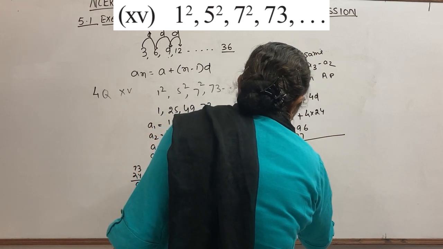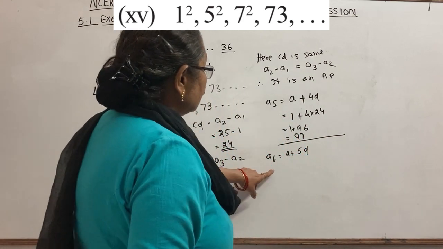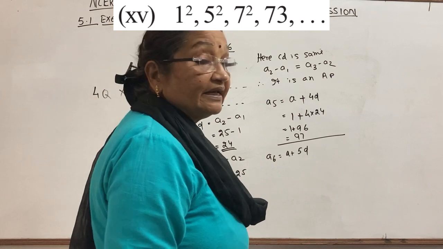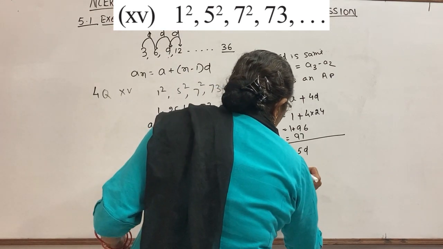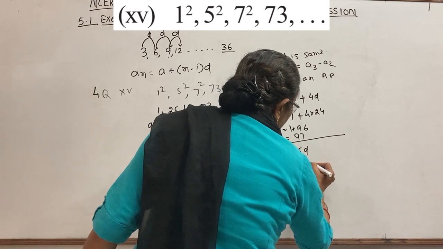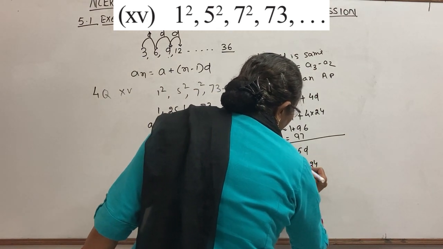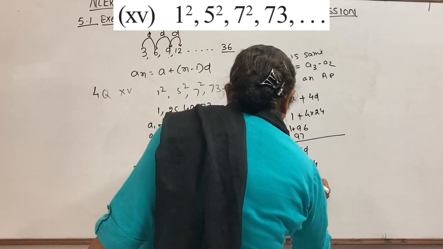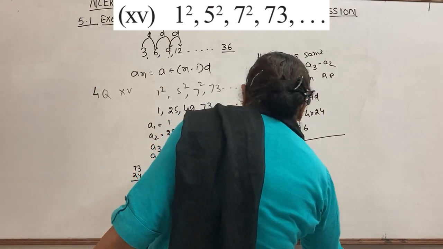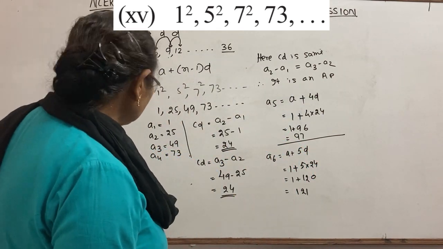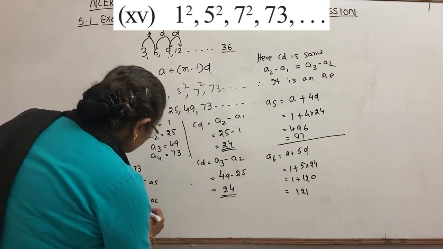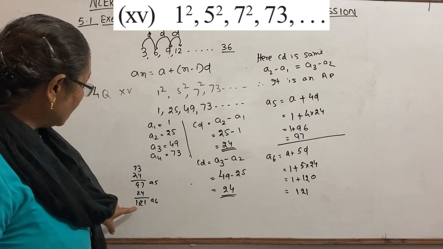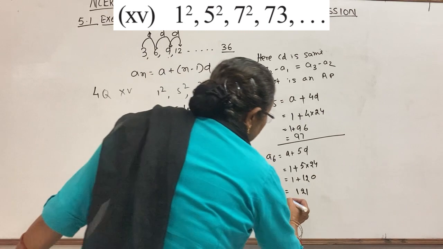Then next comes what? A6. A plus 5D, because from A to A6, 6 minus 1 gives how many D's? 6 minus 1 is 5D. So our A is constant 1, then 5. What is our D? D is 24. 1 plus 5 4s are 20, 5 2s are 10, 11, 12. So this is 121. Here what has come? 97. Okay. This is 7 plus 4 is 11, 1 plus 9 is 10, 10 plus 2 is 12, 121. Okay, now this is our 6th term.